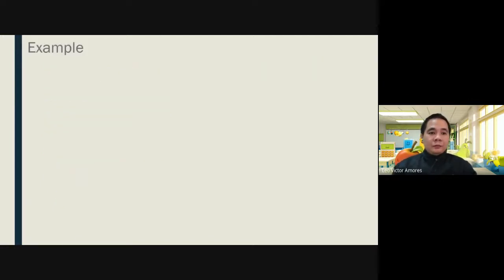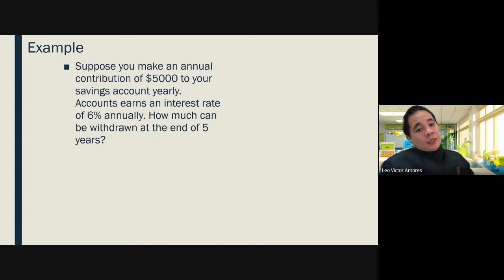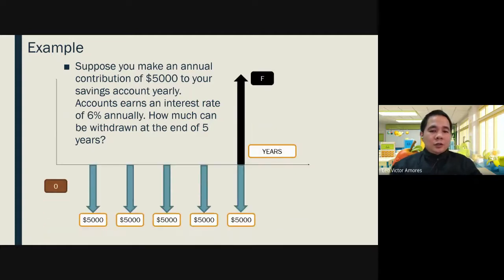Say for example you have a certain problem. Suppose that you make an annual contribution of $5,000 to your savings account yearly. It earns an interest rate of 6% annually. How much can be withdrawn at the end of 5 years? That is our cash flow.